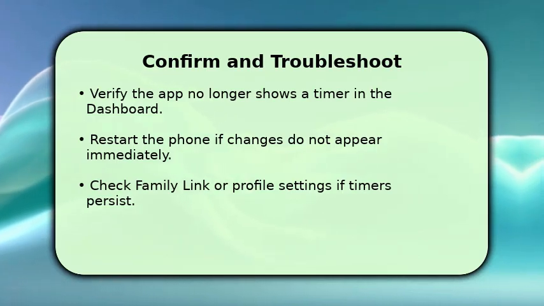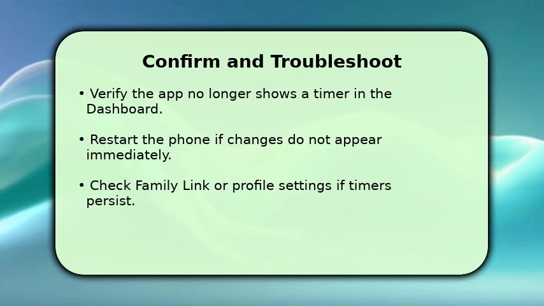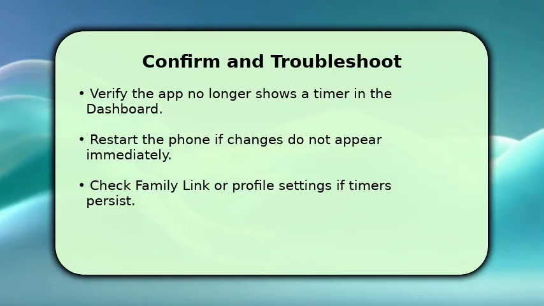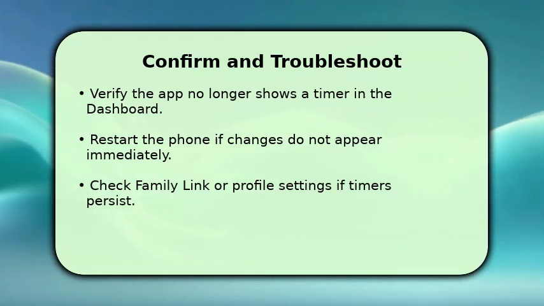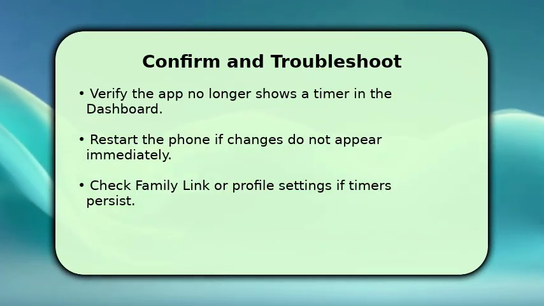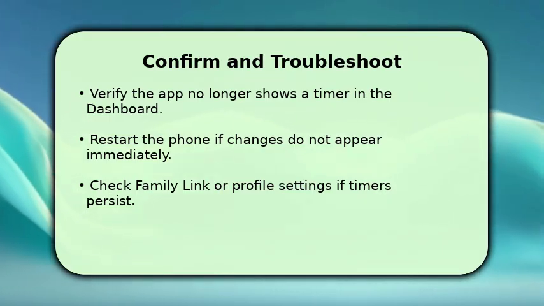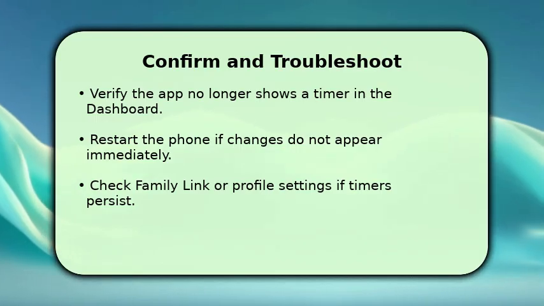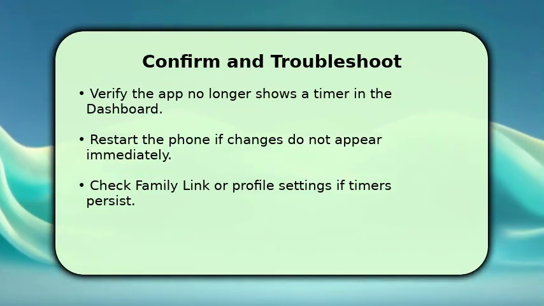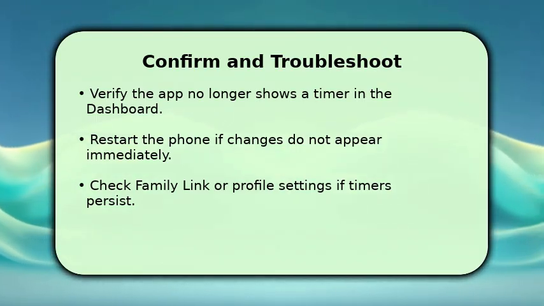If the app still shows a timer, restart the phone to force settings to refresh and check again. If problems persist, inspect Family Link or Parental Control profiles because those can reapply limits from the cloud. Remove or edit limits there. If none of that works, sign out and back into the device owner account and repeat the edit to guarantee the time.